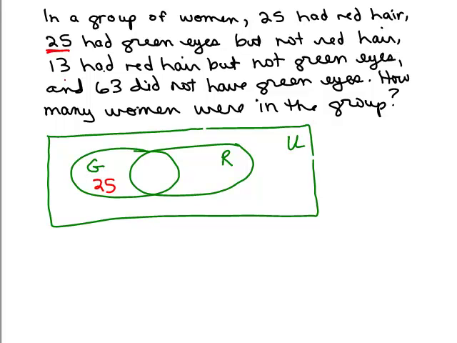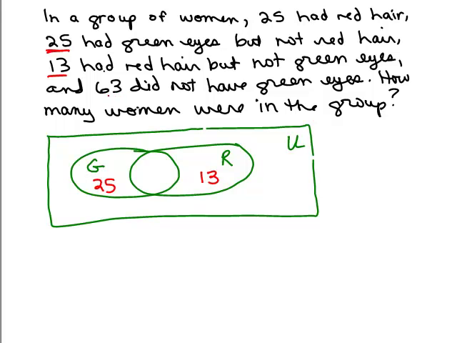Next one. 13 had red hair but not green eyes. Okay, so where's that? Can we fill that in? Well, here are all the people that had red hair, right? This whole part here. And if you had red hair but not green eyes, you're only in this little region over here. So I could do that as well. Let's see, we could either go back up and see if we could fill in the 25, or we could keep on going to the 63. Doesn't matter. So let's just keep going.